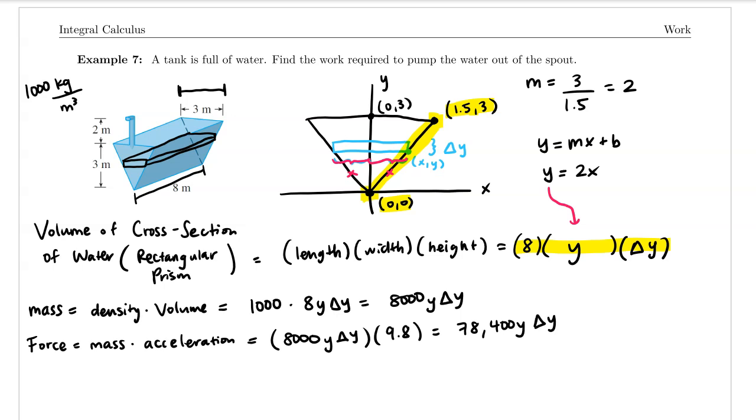Okay, well, why are we looking for force? We know that work is equal to force times displacement.